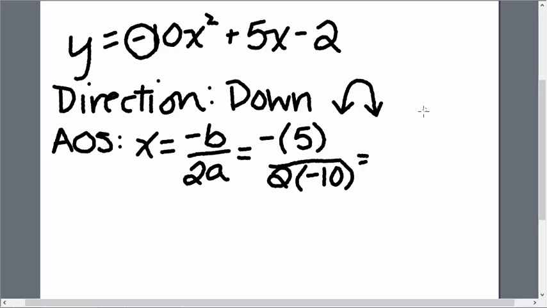And with a little bit of fancy calculator magic, you either get 1/4 if you like fractions, or 0.25 if you do not like fractions. Either answer is correct.